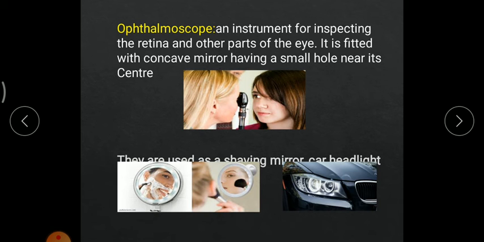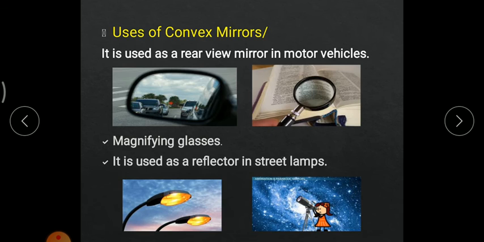Another use is in shaving mirrors and car headlights. These are spherical mirrors. A concave mirror is used from which a person can shave and do other things, and even in car headlights concave mirrors are used. So these are certain applications of the concave mirror.